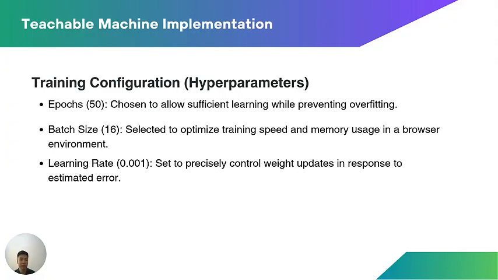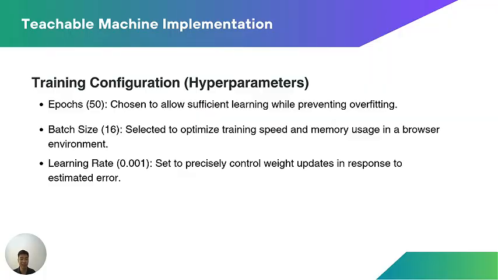And the last one for the training configuration, the epochs hyperparameter, is set to 15, which is chosen to allow sufficient learning while preventing overfitting. The batch size is set to 16. This is selected to optimize the training speed and memory usage in a browser environment.